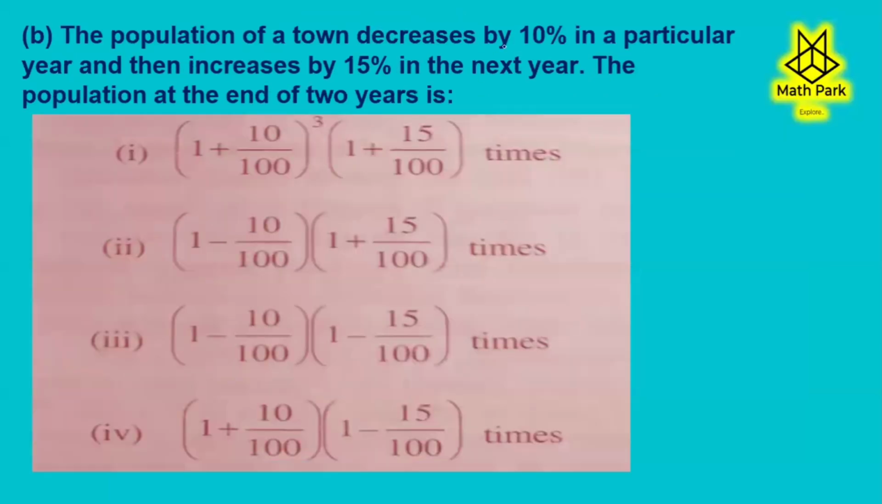The population of a town decreases by 10% in a particular year and then increases by 15% in the next year. When it is decreasing by 10%, it is 1 minus 10 upon 100. For depreciation, it is P in bracket 1 minus R upon 100 raised to N. So for the first year it is decreasing by 10%, and for the next year it is increasing, so plus 15. Second option: the population after 2 years becomes 1 minus 10 by 100 into 1 plus 15 by 100 times.